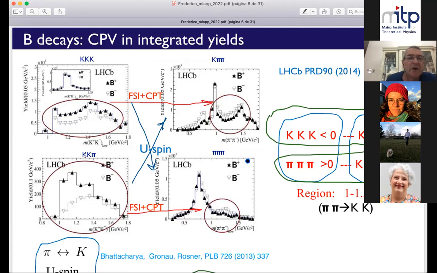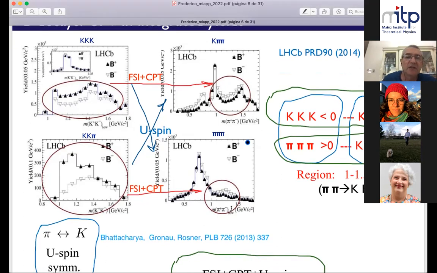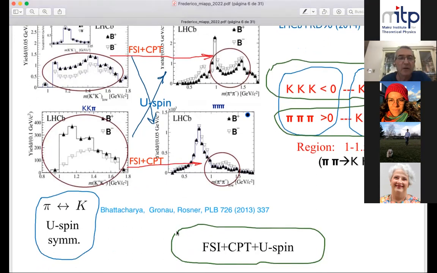And the same happens for KKπ and three pions. So if you have a coupling, as we have, we know from scattering, strong coupling between the two pions and two kaons, or KK̄, then of course CP violation can flow from one channel to the other one. And we can also see some interesting features: when we change the counts by pions, we have opposite signs. This was already understood in global CP violation by Bhattacharya, Gronau, and Rosner.